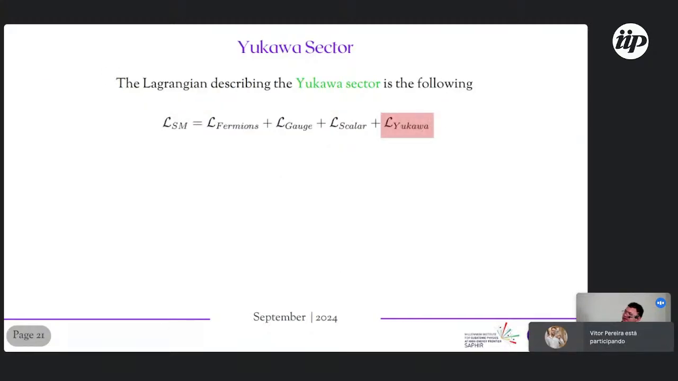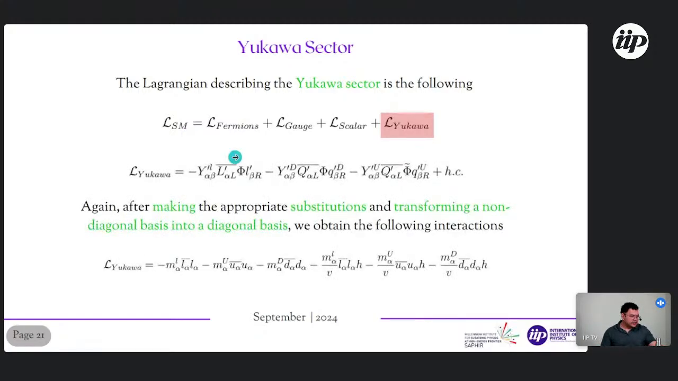And the final thing that we need to understand is the Yukawa sector, because we need interactions with fermions, and because that was a particle that was in the scalar sector. So we need that interaction. And that interaction is given by the Yukawa sector.